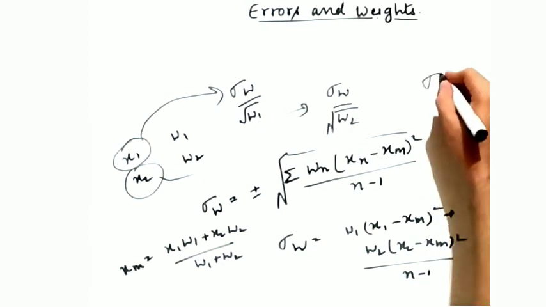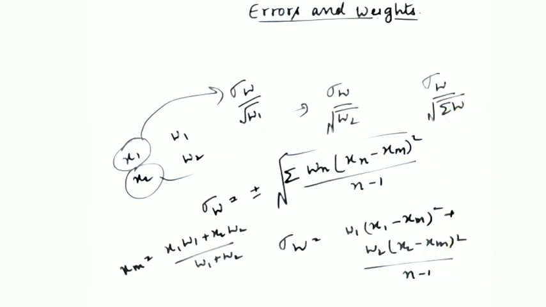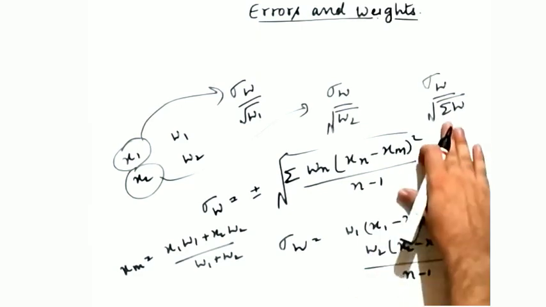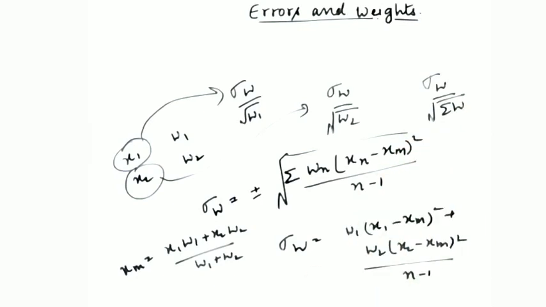Now if I ask you what is the standard error of mean, then the standard error of mean will be equal to sigma w divided by under root of the total weight. In this case, you have to take the weight of the mean. And what is the weight of the mean? The weight of mean is equal to the sum of all the weights. So this is how you calculate.